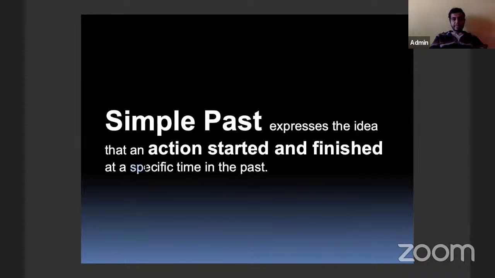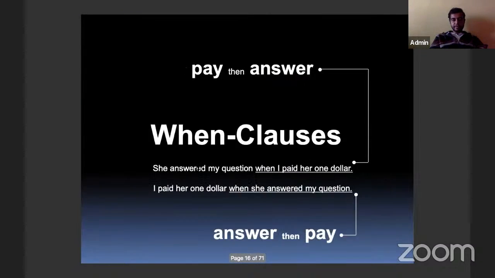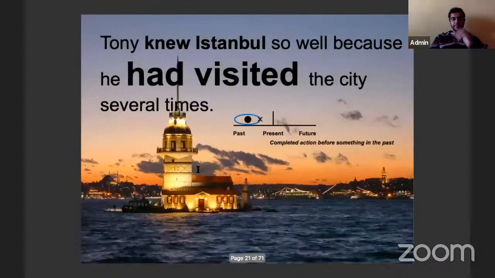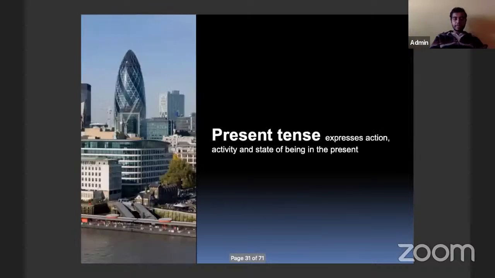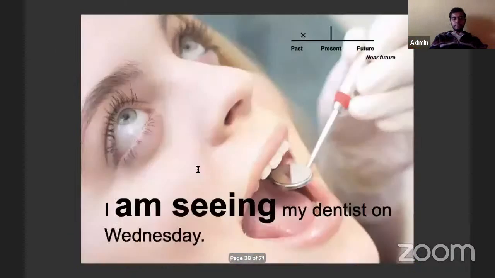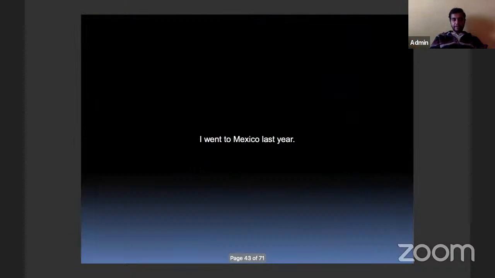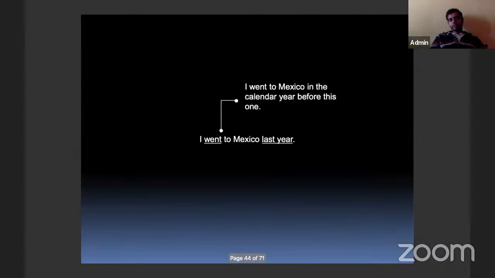See, specific time in the past, simple past. But if it is not a specific time in the past when the action was completed, then you use present perfect. Now, "I went to Mexico last year." Two different meanings we discussed. "Went to Mexico last year" means I went to Mexico in 2019.